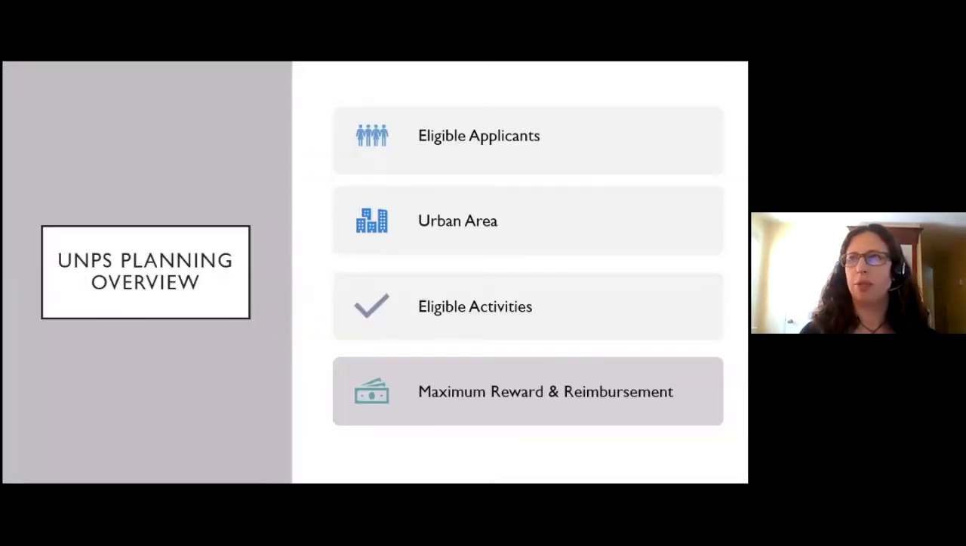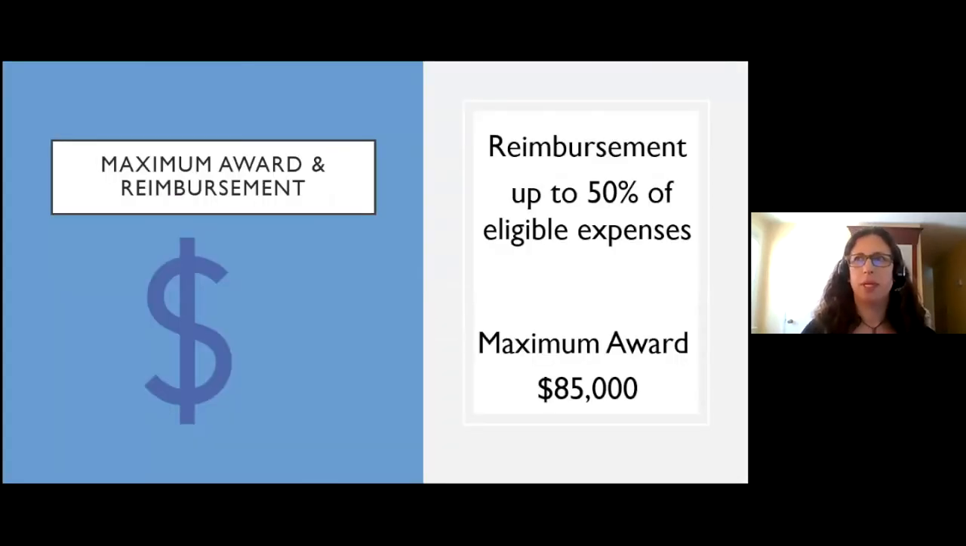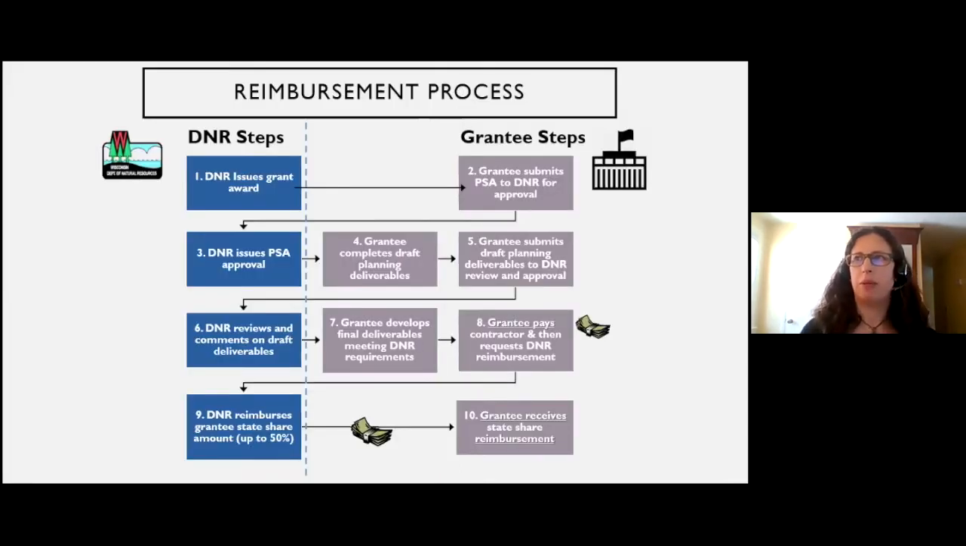So next I'm going to discuss the maximum award and the reimbursement process. As I mentioned at the beginning, the Urban Planning Grant is a reimbursement grant program. The DNR does not pay the money up front, but rather reimburses up to 50% of the money spent. And the maximum grant award is $85,000. So reimbursement means that no money is reimbursed until the grantee has incurred expenses and made progress towards the development of planning deliverables. So let's walk through the steps.